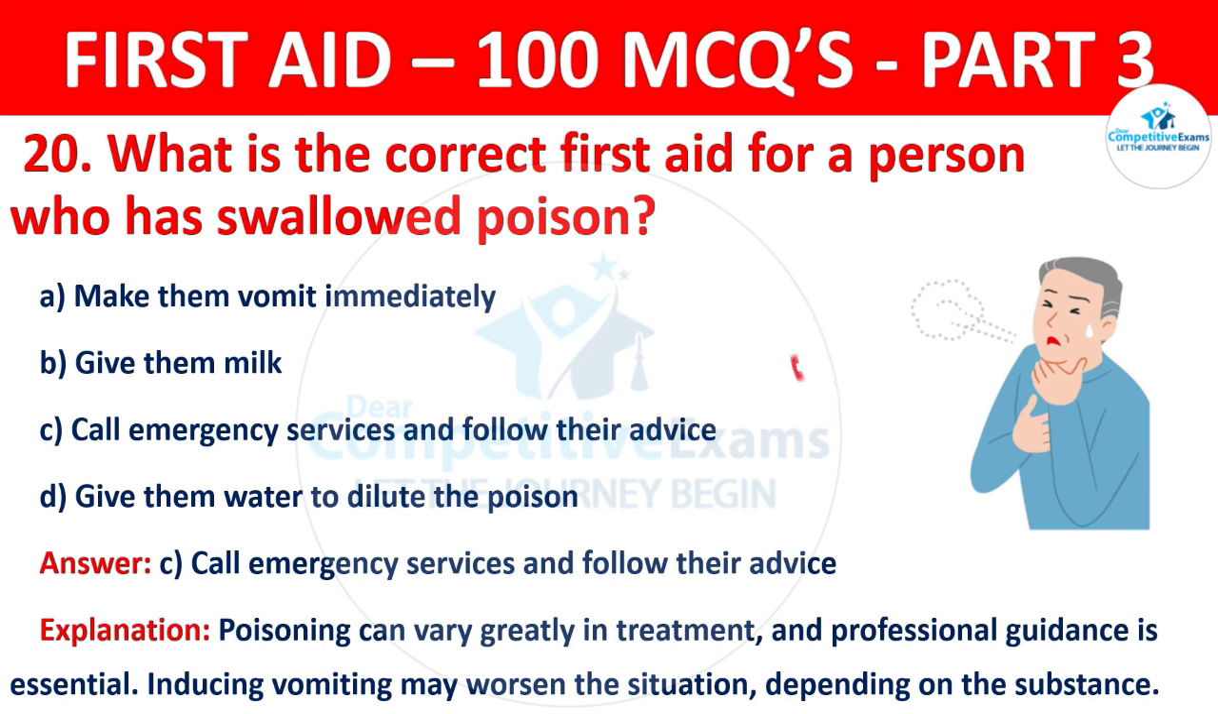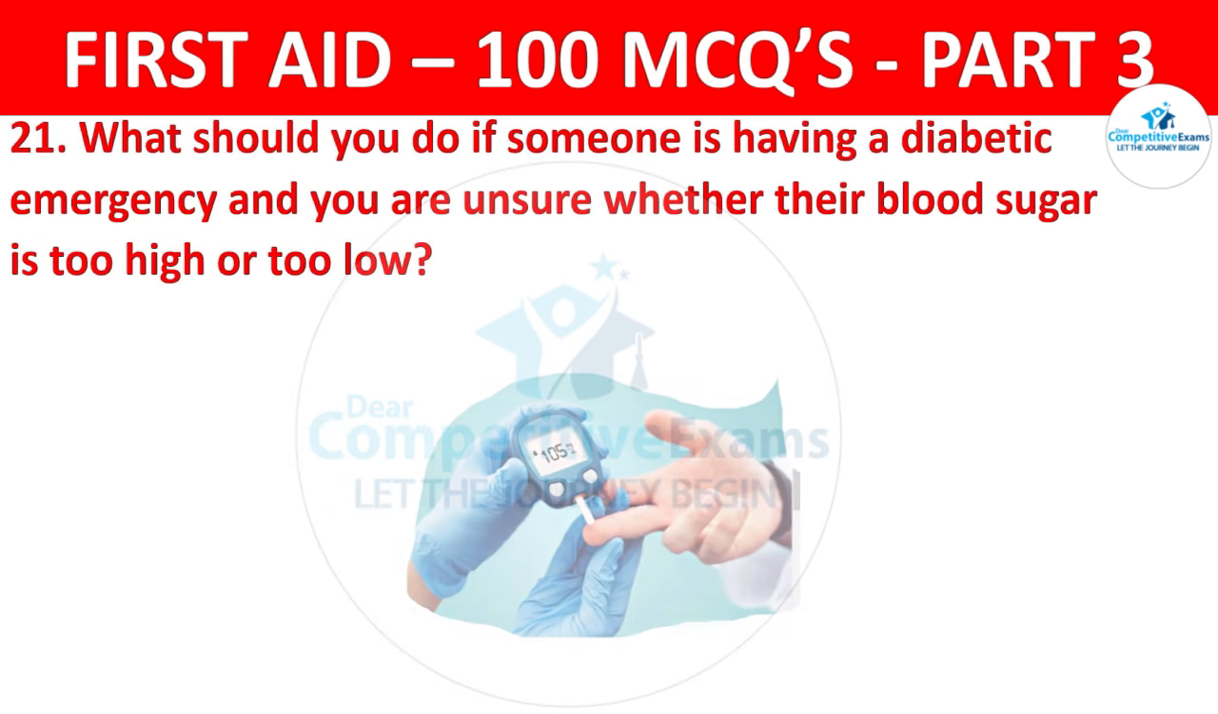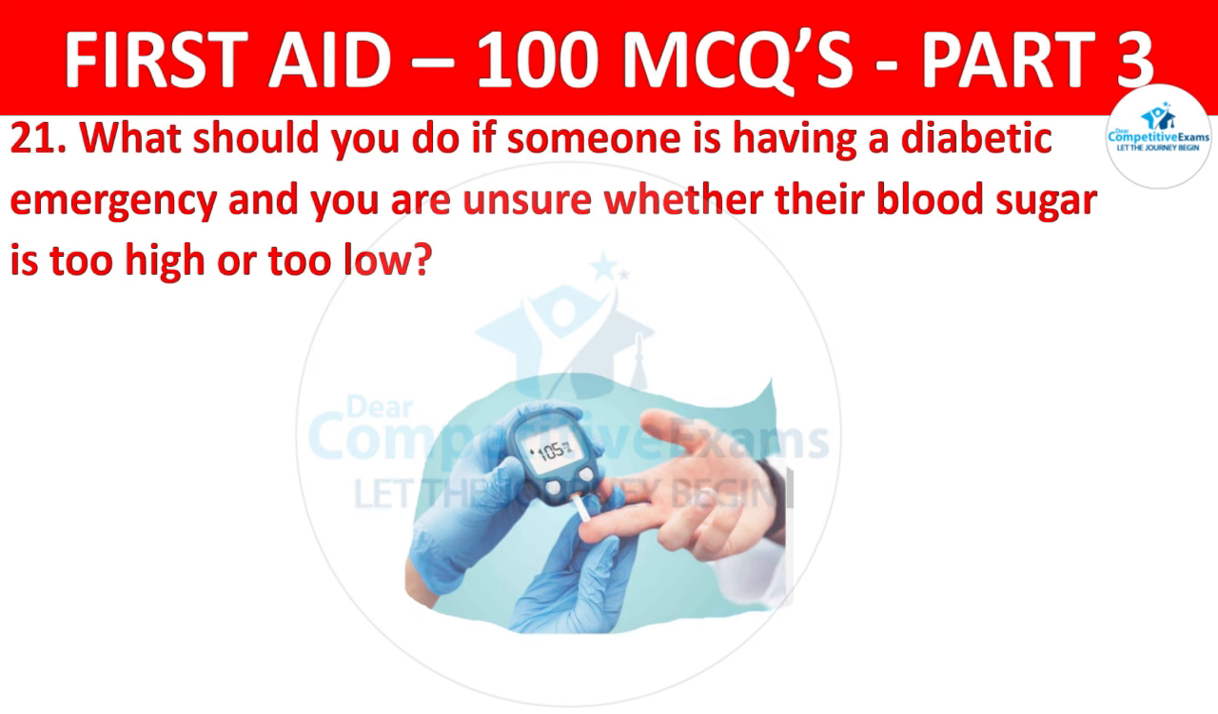Question number 21. What should you do if someone is having a diabetic emergency and you are unsure whether their blood sugar is too high or too low?